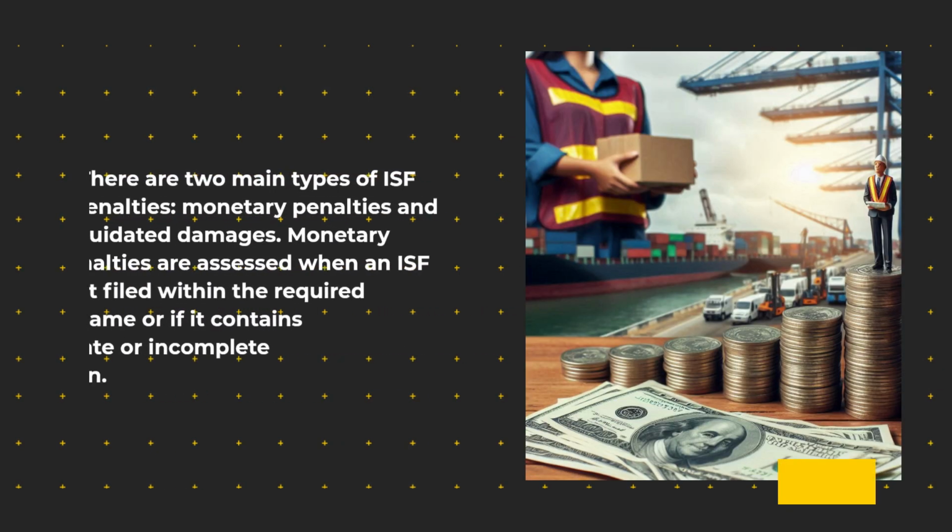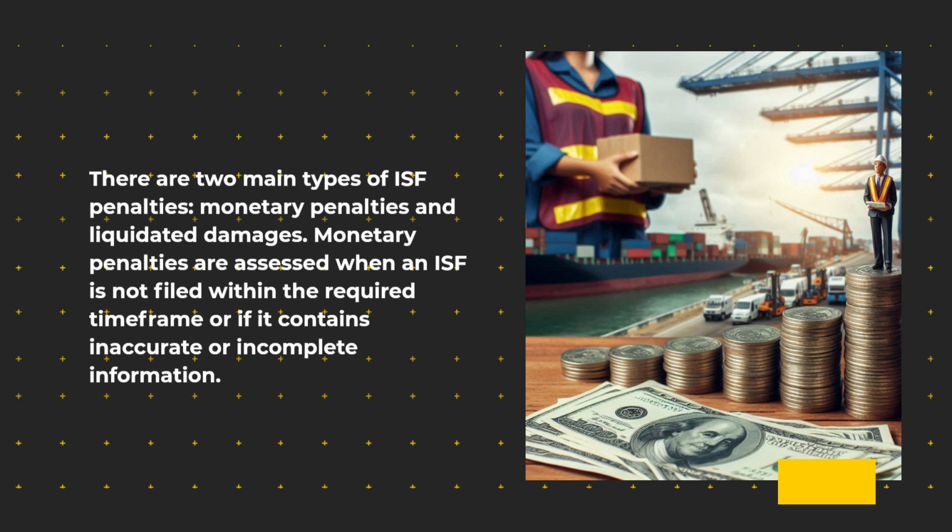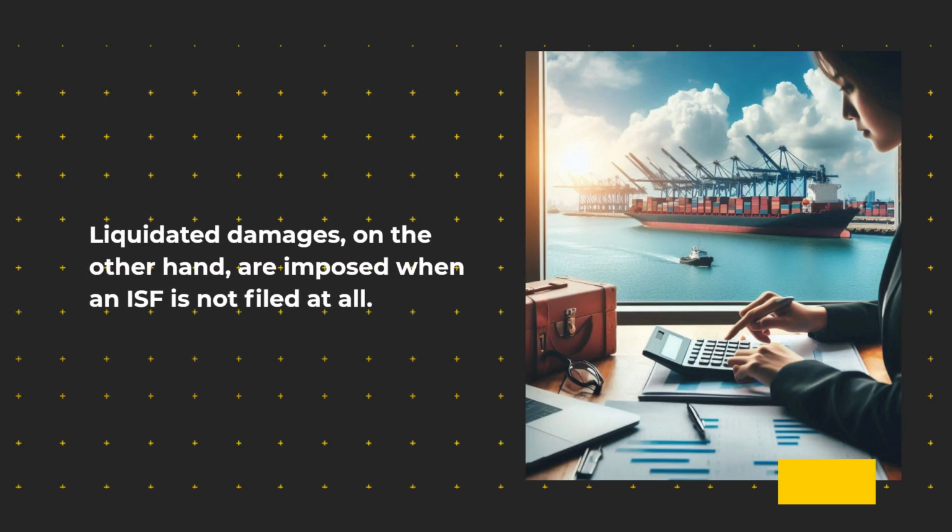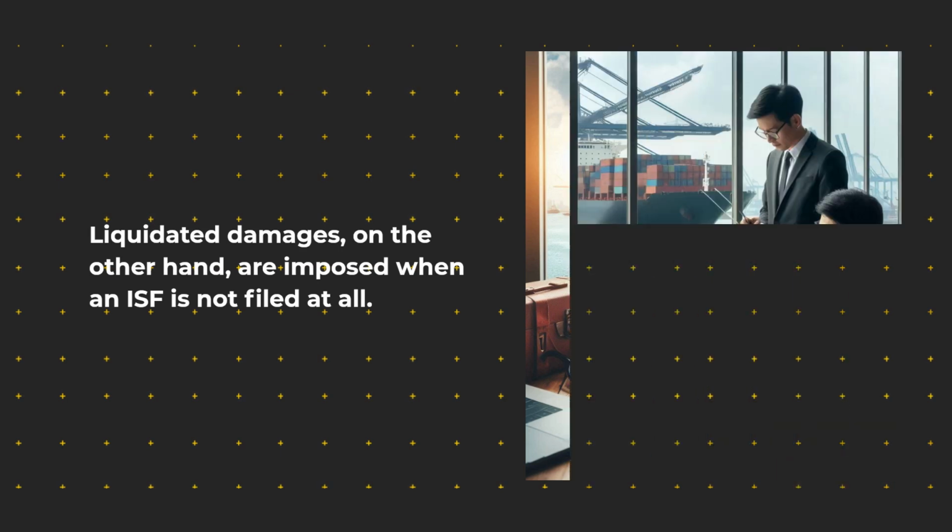There are two main types of ISF penalties: monetary penalties and liquidated damages. Monetary penalties are assessed when an ISF is not filed within the required timeframe or if it contains inaccurate or incomplete information. Liquidated damages, on the other hand, are imposed when an ISF is not filed at all.